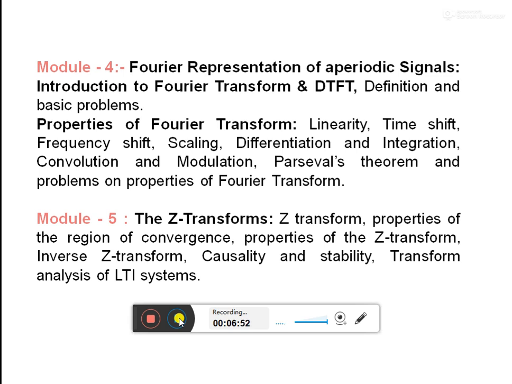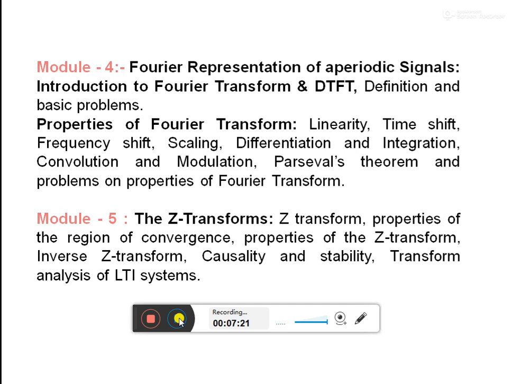In module 5, we will learn the application of Z transform for analysis of signals and systems. Here basic definition of Z transform will be taught along with properties of region of convergence and properties of Z transform. Along with that, we will discuss inverse Z transform, causality and stability property of LTI system.